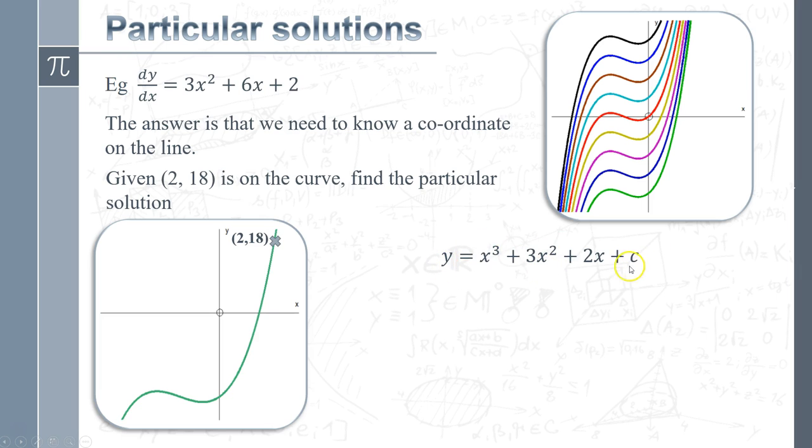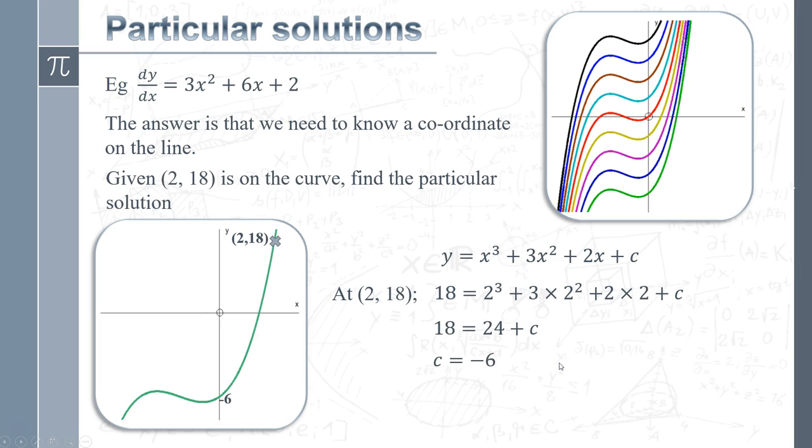And hopefully you've already clocked that what I'm going to do is take the information here, (2, 18), and just plug it into the equation. So when we've got y equals 18, and x equals 2, we get that. And so what we've got now is the whole thing just with c as our only variable, so I've just got to do a bit of working out now. And clearly we can see that c is minus 6. And there we go, we know that this curve has c equal to minus 6, and we know it's got the equation y equals x cubed plus 3x squared plus 2x minus 6.